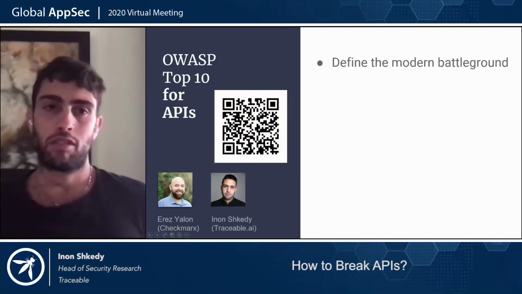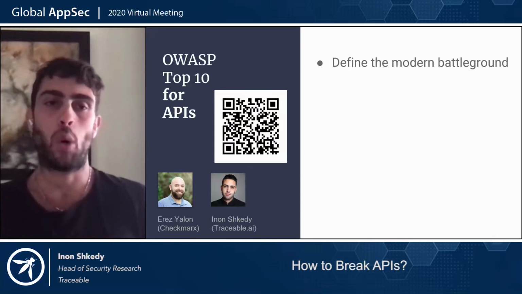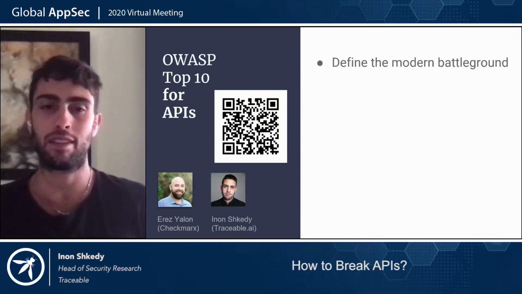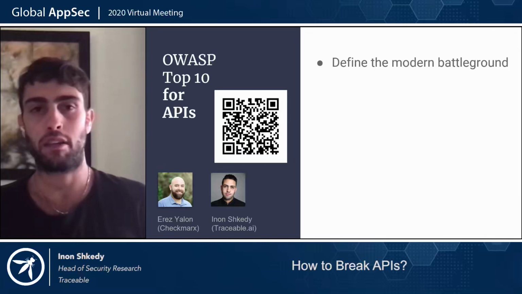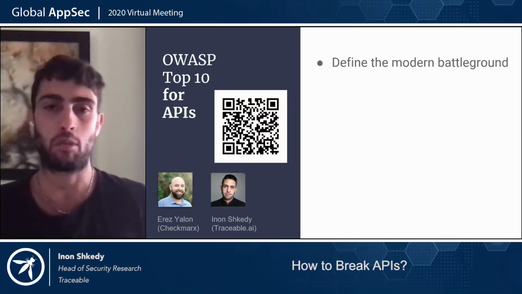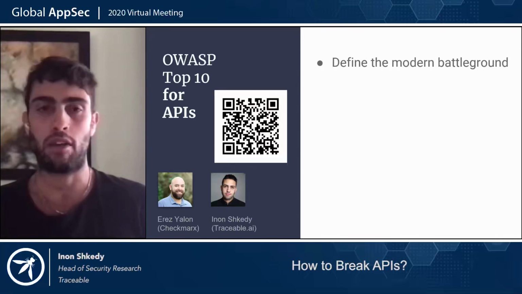So all of these changes that I've seen made me join Erez and start the OWASP Top 10 for APIs project, and in general, the OWASP API Security project. We tried to define this modern battleground. It was a very interesting process to create this list. We collected a lot of data from bug bounty programs, and then we came up with the final list of the OWASP Top 10. And we also got a bunch of feedback from the community to prioritize and to add new vulnerabilities.